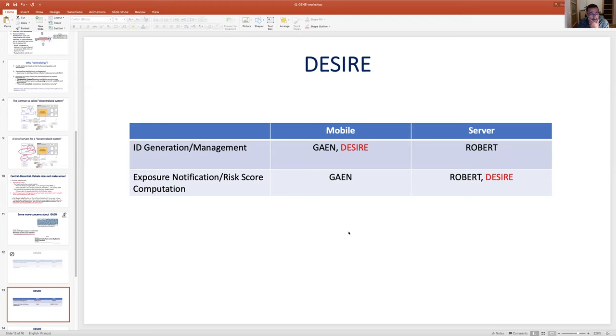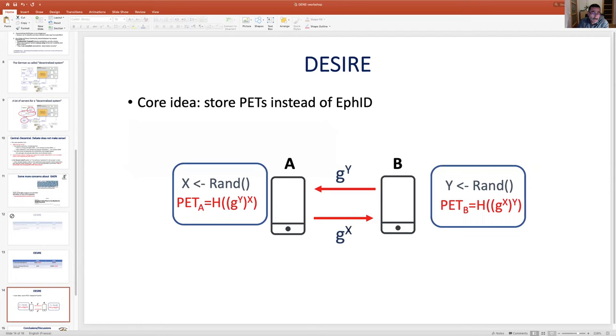So the next step is that we're working on a new scheme, which we call DESIRE, which I will skip for the sake of time. But basically the idea is to combine the centralized and the decentralized, and to use what we call private encounter tokens instead of ephemeral IDs. So instead of exchanging ephemeral IDs, the nodes actually generate private encounters using the Feynman protocol.